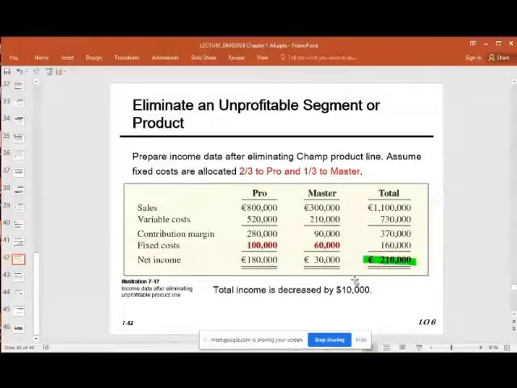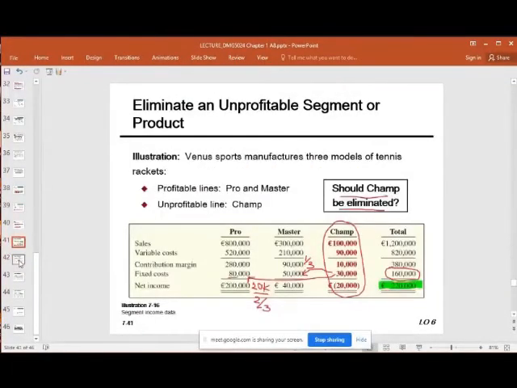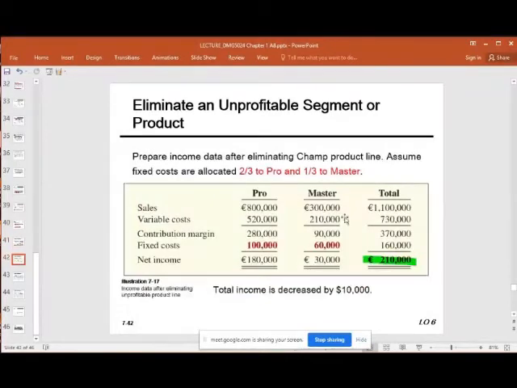This is just looking at the financial statement, class. We haven't done the incremental analysis yet. This is just comparing the financial statement. We haven't started doing the incremental analysis, class. This is just comparing your income statement, with CHAM and without CHAM, but your fixed cost needs to be allocated to Pro and Master.